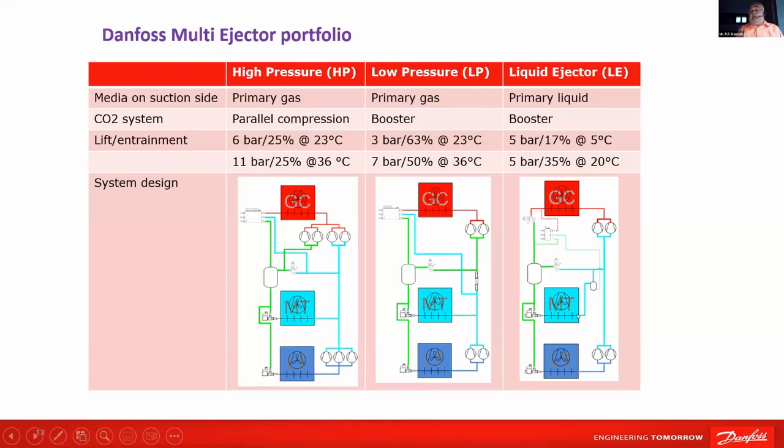But then you require an accumulator to separate the liquid and vapor. And that liquid, whatever is coming, will be sucked by the ejector and put back to the receiver, the intermediate pressure receiver.